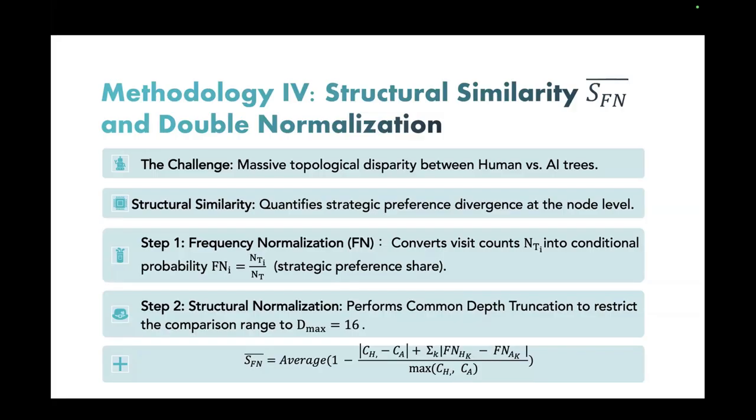After these rigorous procedures, we arrive at the SFN formula. This metric provides the fairest and most accurate quantification of the core structure divergence between human and AI.